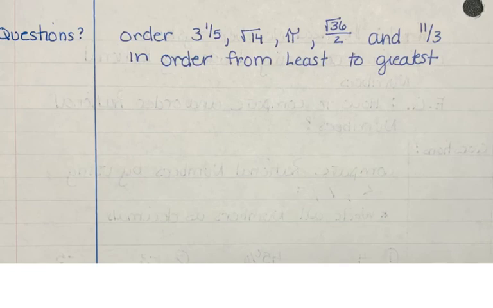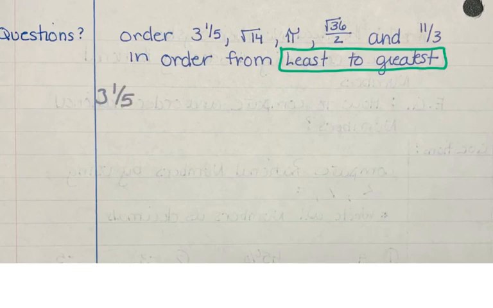Hopefully at this time you paused the video and you worked this problem out. So the first thing we want to do is highlight that this is going to be from least to greatest. And then we're going to line up these numbers. So I've got 3 1/5, the square root of 14, pi, square root of 36 over 2, and 11/3.